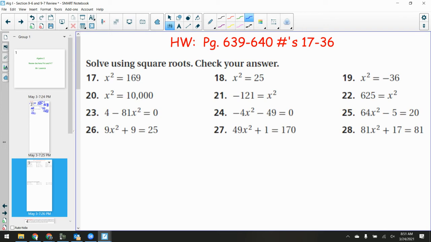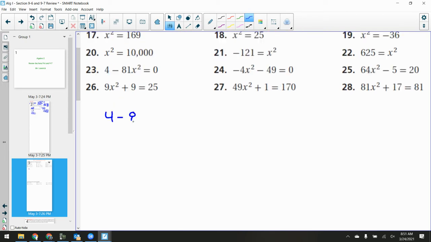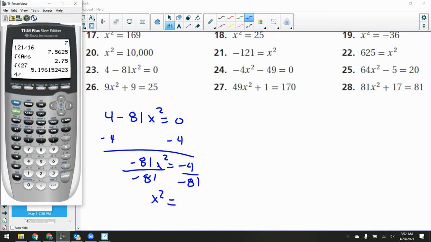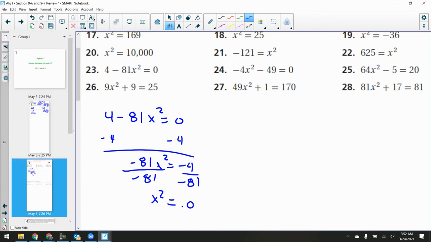I actually want to do this one because it comes out as either a decimal or a fraction as well. We've got 4 minus 81 x squared is equal to 0. What would you do first? Good. Negative 81 x squared is equal to negative 4. Then do what? Okay. Now, let's get the decimal answer. I'm going to cancel off the negatives. 4 divided by 81 is this decimal, 0.049. And then I'm going to square root that.